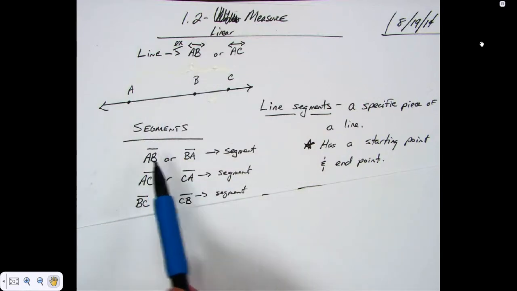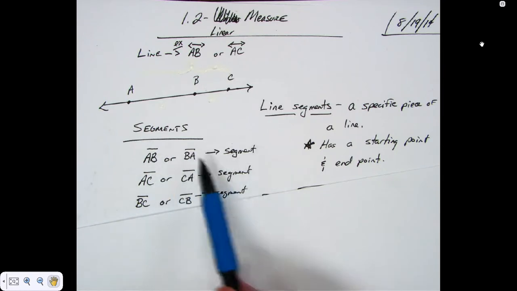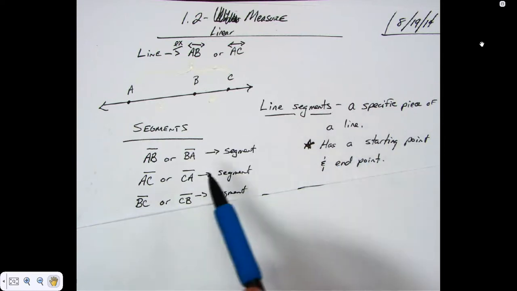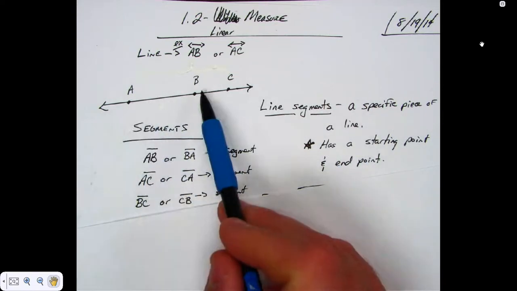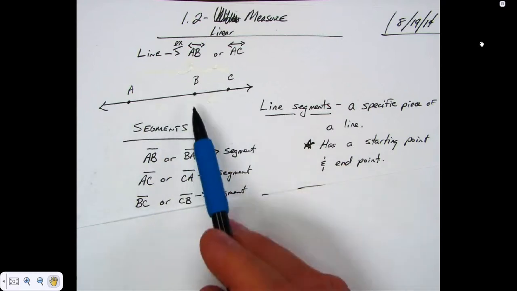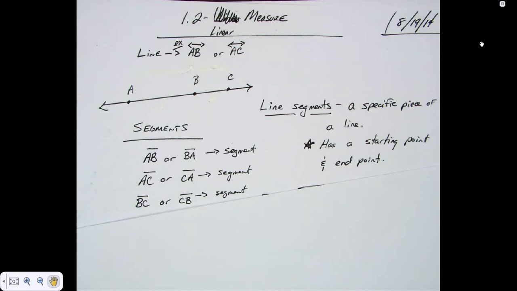Agreed? Do you see how BA is the same segment as AB, right? We're talking about a segment there. Line segments are a specific piece of a line, has a starting point, has an end point. You could say this line segment starts at A, ends at B. You could say this line segment here starts at B, ends at A. Same thing, correct? So now the beautiful thing is we can start getting into measures. That'd be fun, huh? We get to have some numbers in math. We didn't hardly have any numbers yesterday, did we?